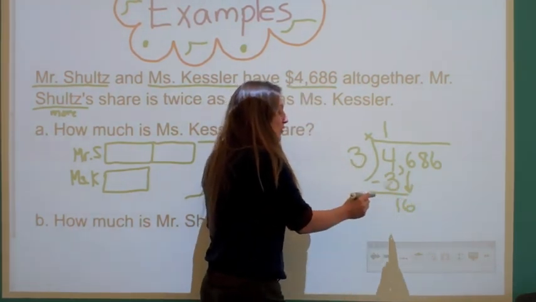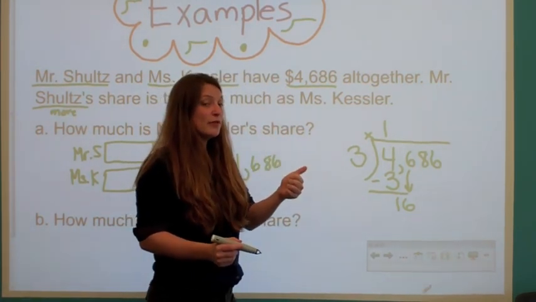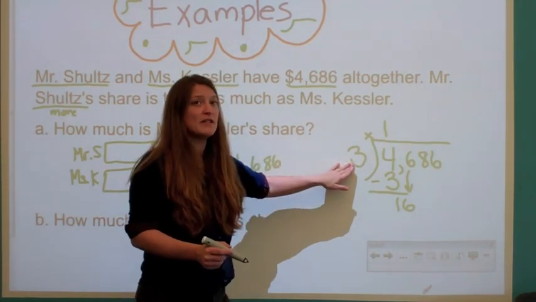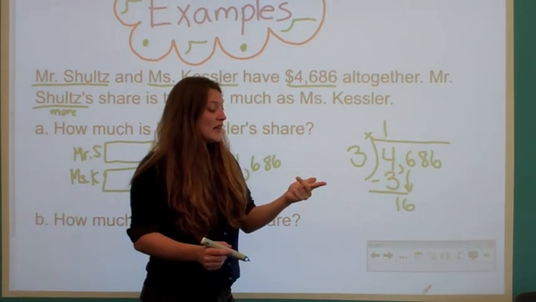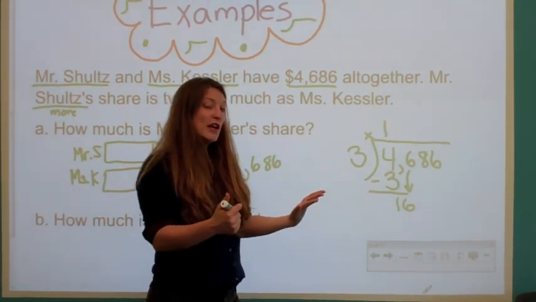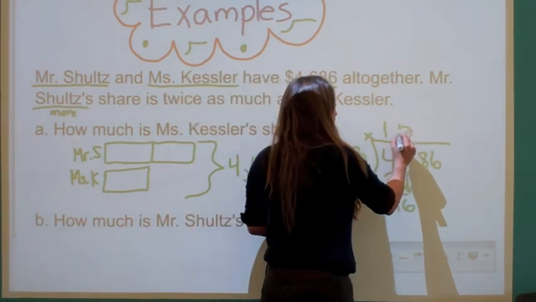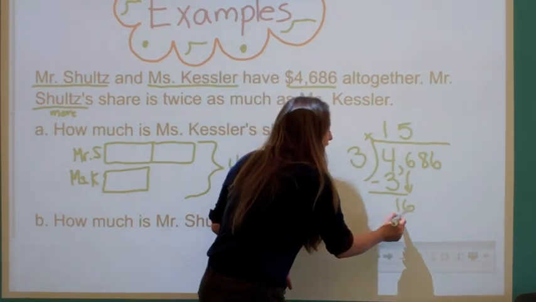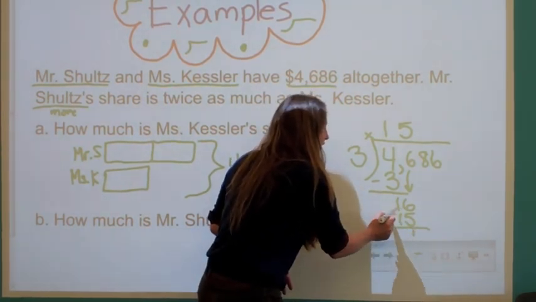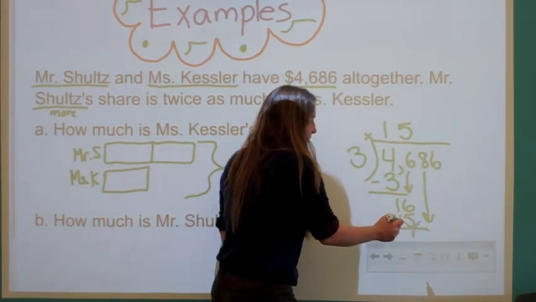How many times does 3 go into 16? Remember that strategy that I used before, and I went through my multiples of 3. I went through my multiples of my divisor. 3, 6, 9, 12, 15. I know if I go 1 more, I'll have too much, so 5 is my answer. 5 times 3 is 15. I subtract and get 1. I bring down again.